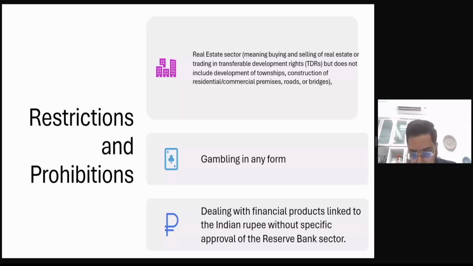Gambling in any form is prohibited. Dealing in any financial products which are linked to the Indian rupee cannot be done without the specific approval of the RBI.